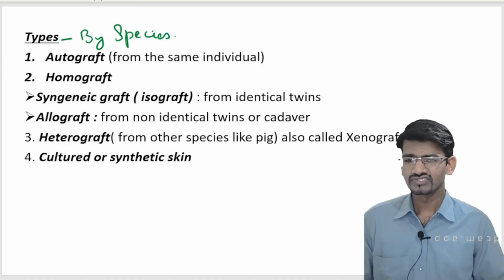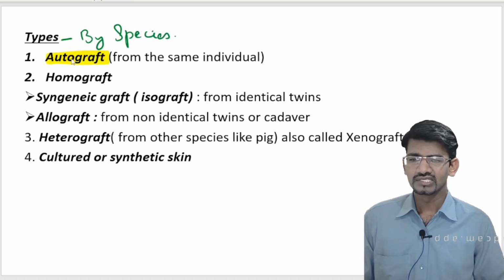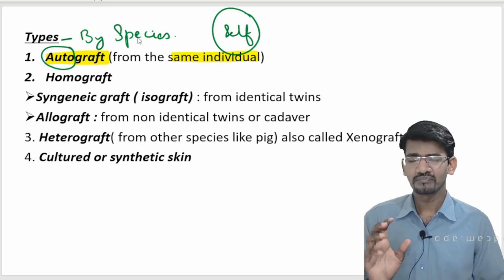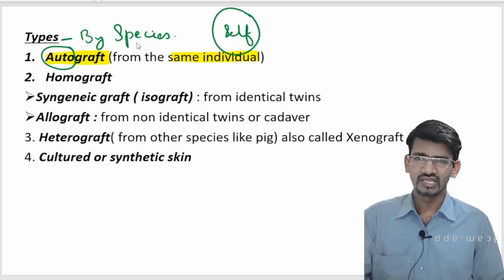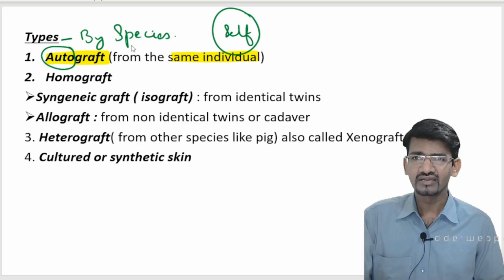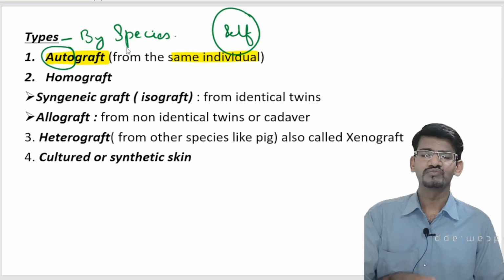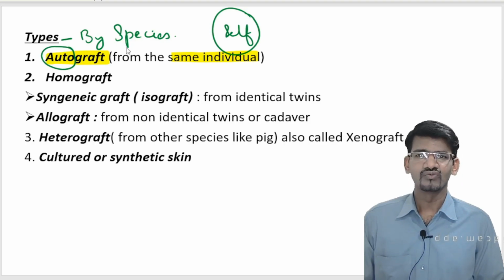In that, the first one is an autograft. See here, auto means self. The skin is taken from the same individual, in the sense of the patient itself. So healthy skin will be taken from the patient's own body, from another healthy area of the body, and it will be moved to cover the wound of the patient. So auto means the skin is taken from the patient itself, the same individual.